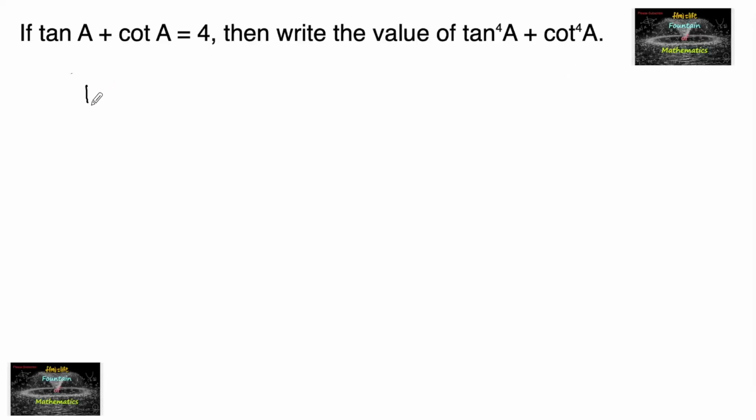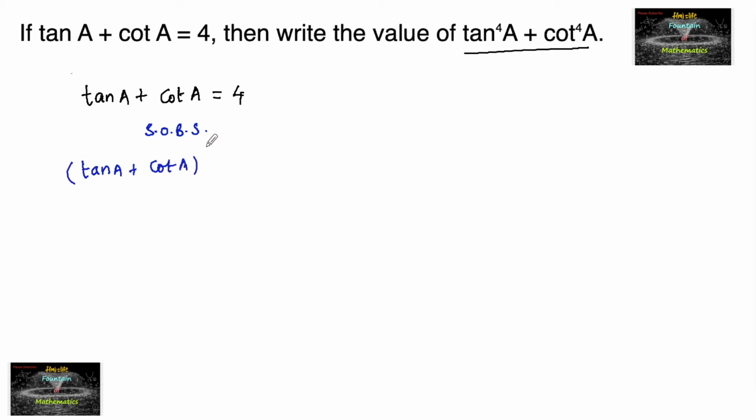Given that tan A plus cot A is equal to 4, write the value of tan power 4 A plus cot power 4 A. So on squaring both sides, tan A plus cot A whole square is equal to 4 square, or we can write tan square A plus cot square A plus 2 times tan A into cot A is equal to 4 square, which is 16, and also we know that tan theta into cot theta is equal to 1.